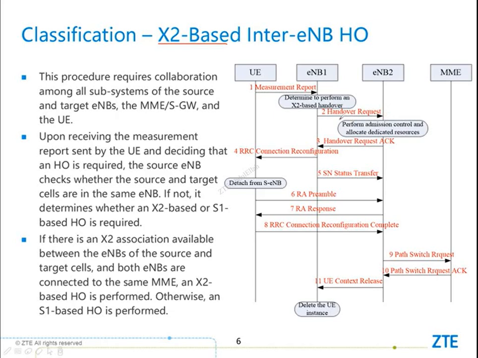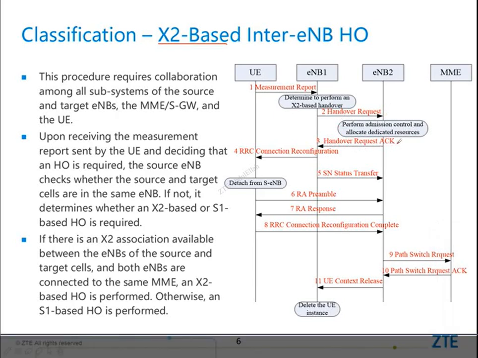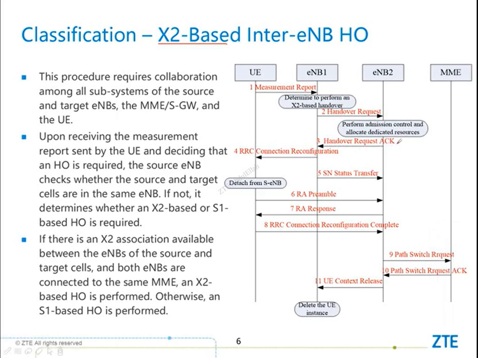So the eNodeB 2 will perform admission control and allocate dedicated resource. After the resource is allocated, the eNodeB 2 will send handover request acknowledge to eNodeB 1. If the eNodeB 1 receives the handover request acknowledge, that means now handover can be executed. So the eNodeB 1 will send RRC connection reconfiguration message to the UE. This message is just like handover confirm.